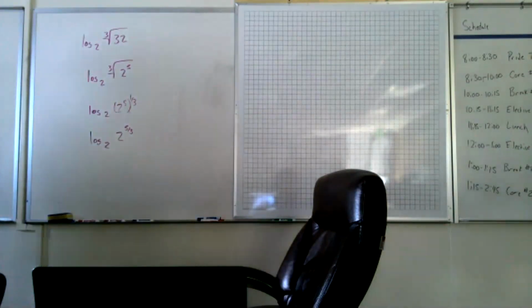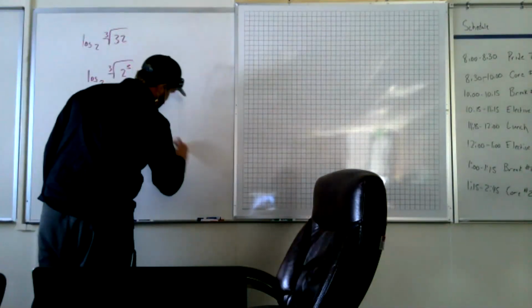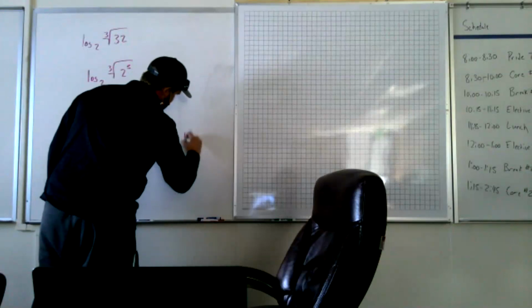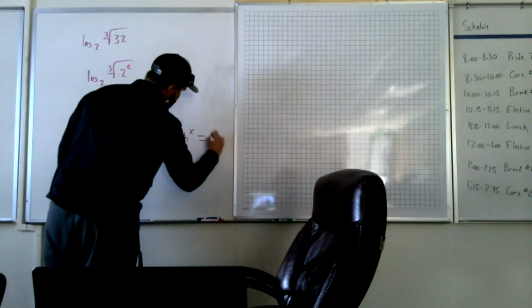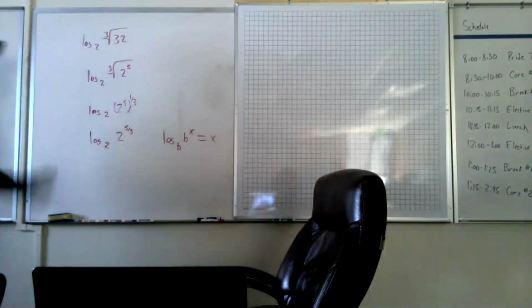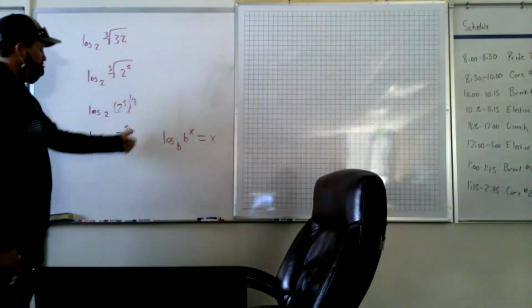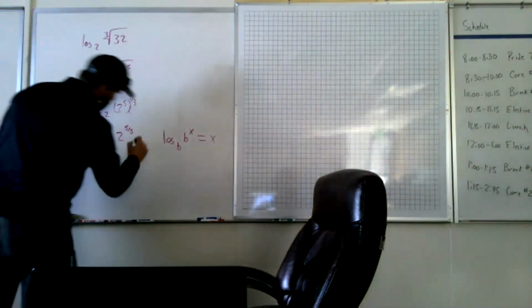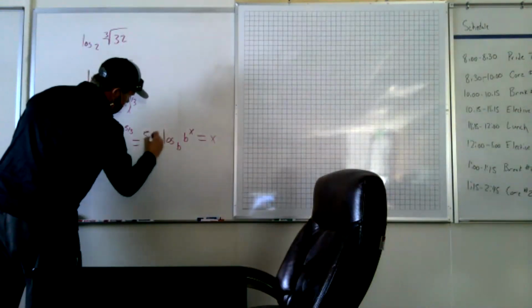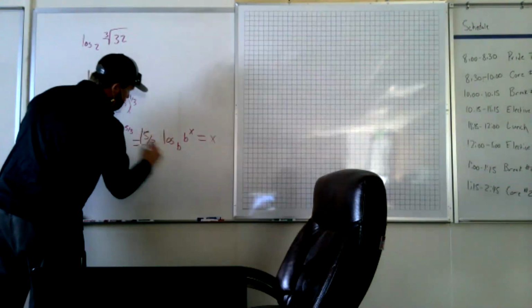Okay, now this corresponds to your reciprocal property, which states that the log base b of b to the x is equal to x. Does this fit? Yes, it does. I have the log base 2 of 2 to the 5/3. Therefore, my answer is going to be my exponent of 5/3.